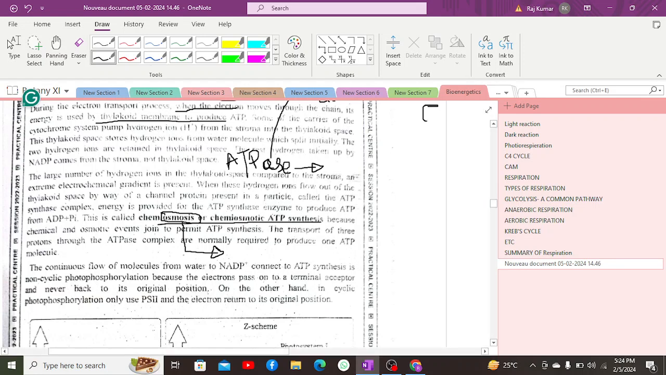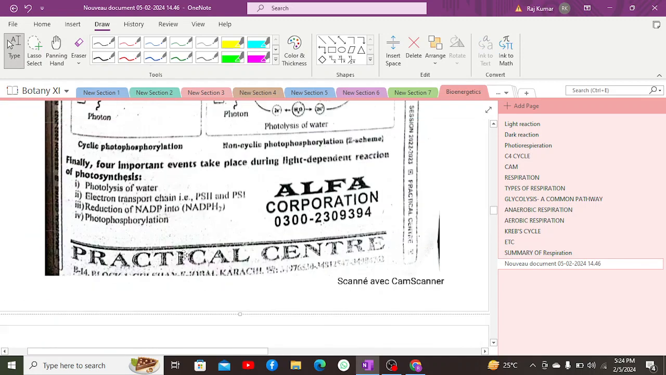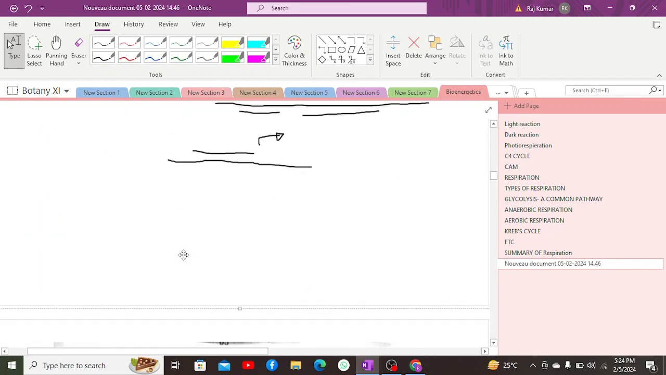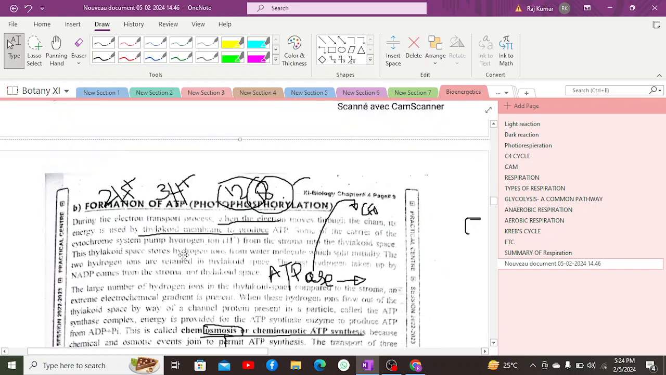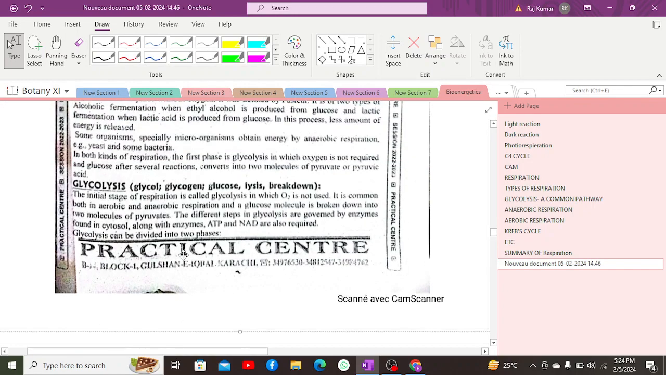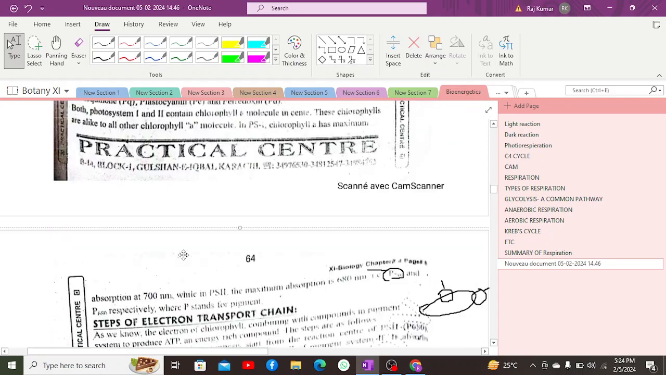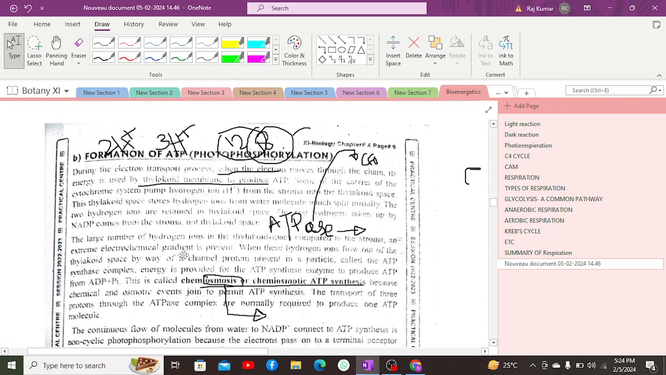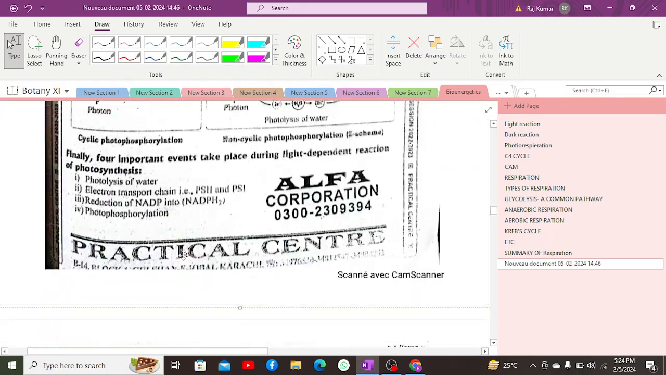The process which is occurring over here is diffusion. And what type of diffusion would it be? It would be facilitated diffusion. And once we are done with it, we are good to go.